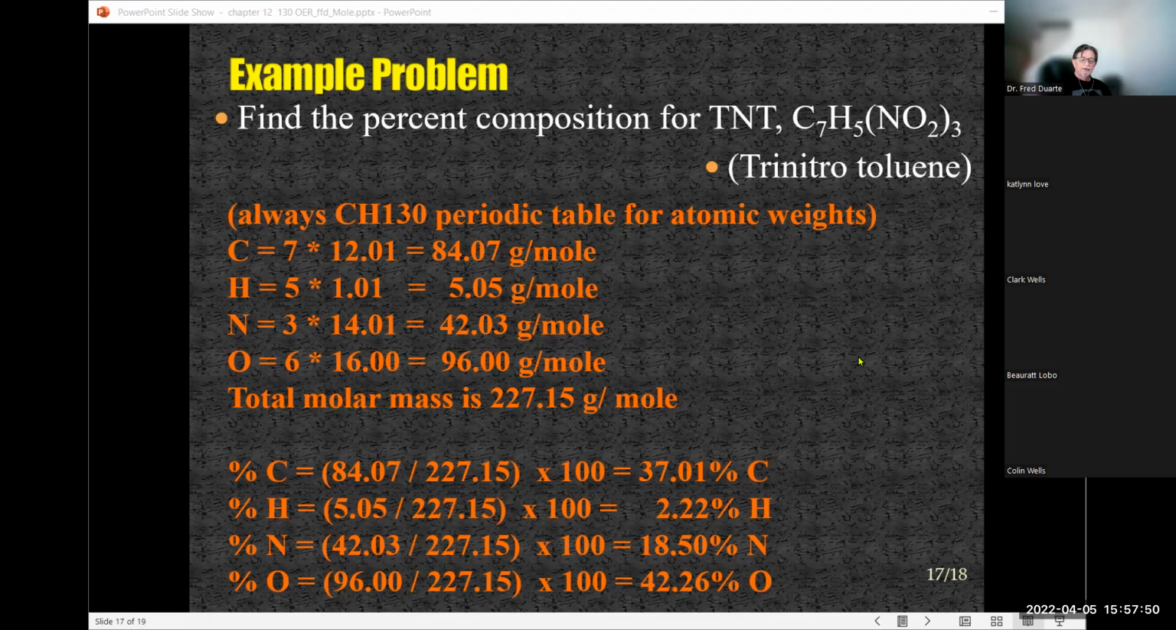Okay? Tally that up, that should add up to be 100%, or at least 99.99%. And so TNT has a composition of 37.01% carbon, 2.22% hydrogen, 18.5% nitrogen, and 42.26% oxygen.